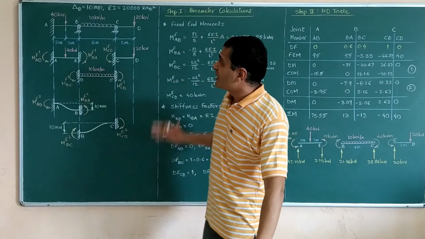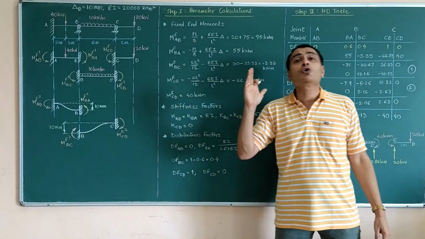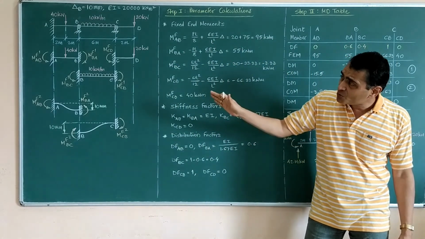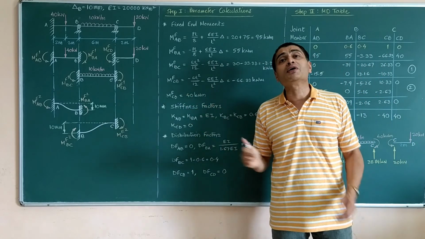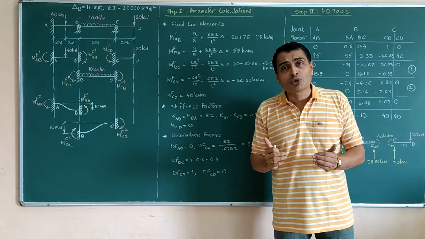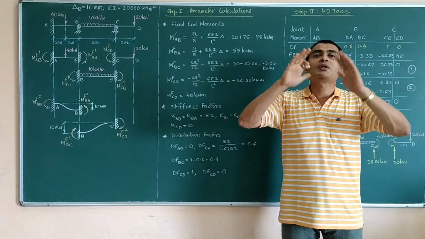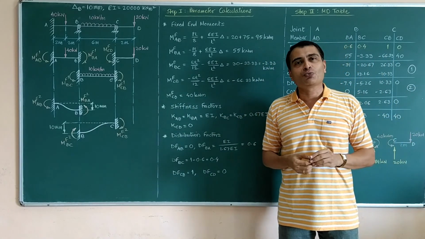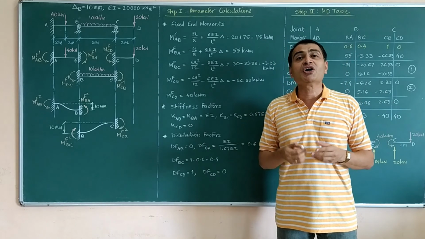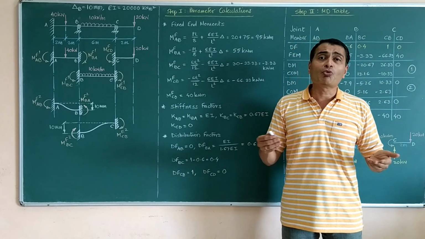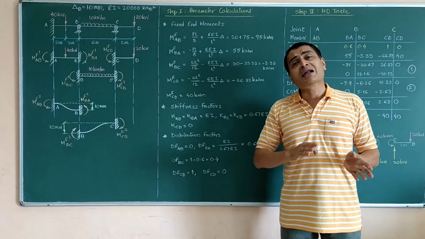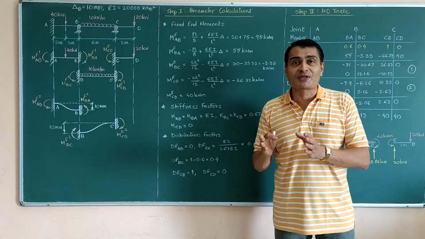So, in the last problem we saw how to handle overhang, which we saw here also. And in this problem we have seen how to handle sinking of support. So with this, all the problems on continuous beams are over. And now in the next lecture, we are going to see how to analyze frames using the moment distribution method. We will start with non-sway frames and then we will go for sway frames.